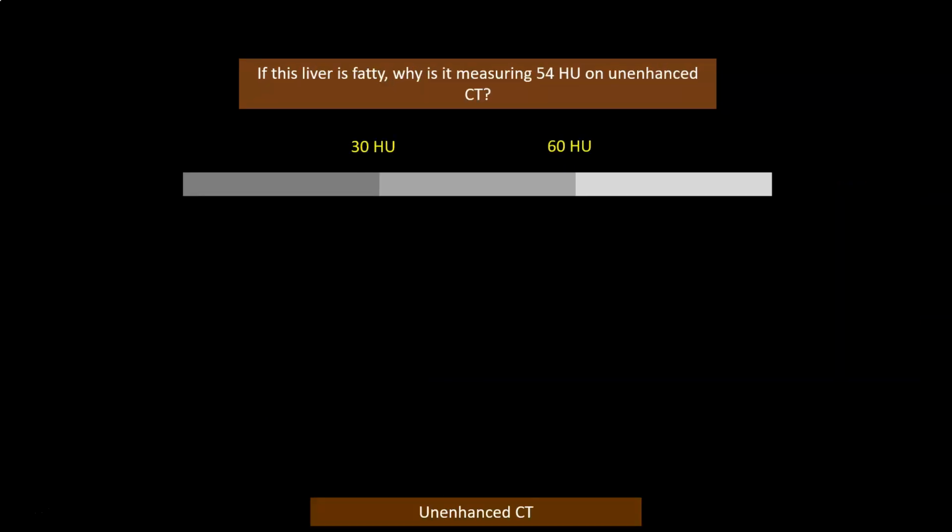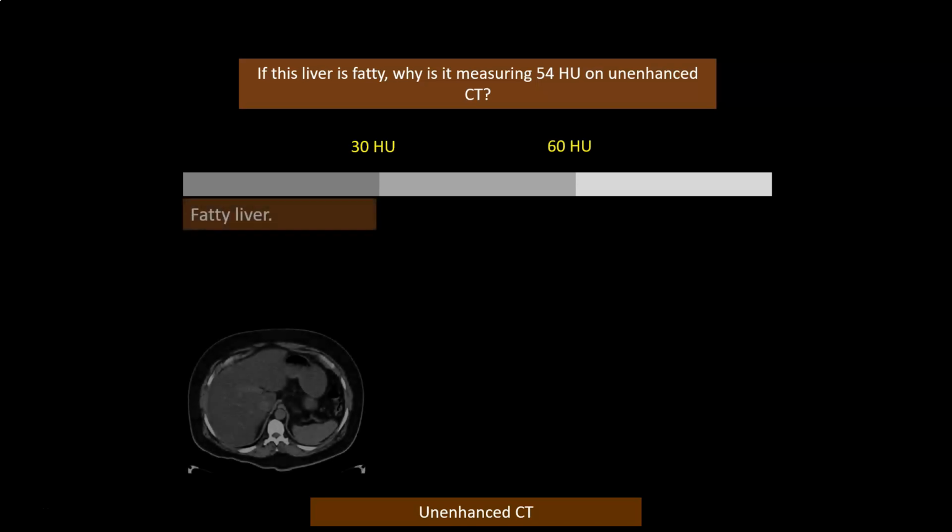Now, if this liver is fatty, why is it measuring 54 Hounsfield unit on unenhanced CT? This is a scale of the Hounsfield unit, and I have marked here the 30 Hounsfield unit threshold and the 60. Below 30 Hounsfield unit, the liver is fatty.